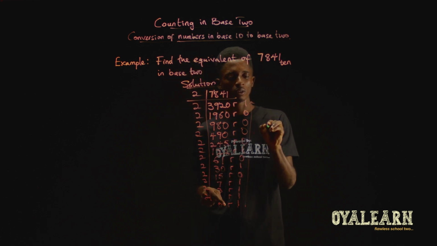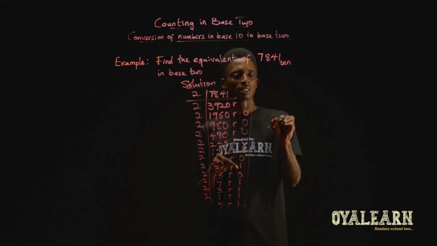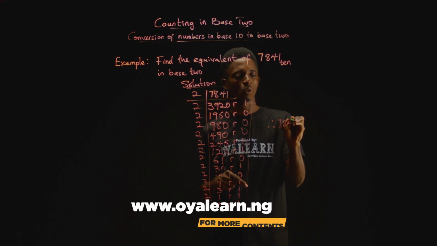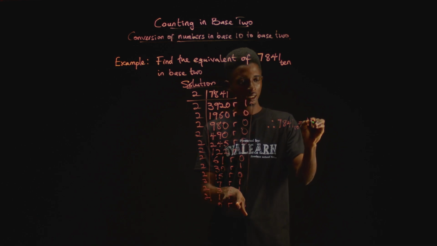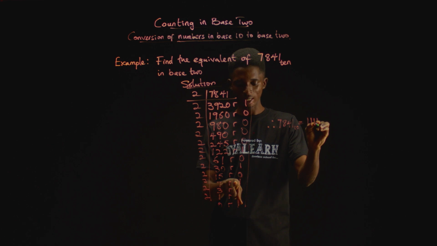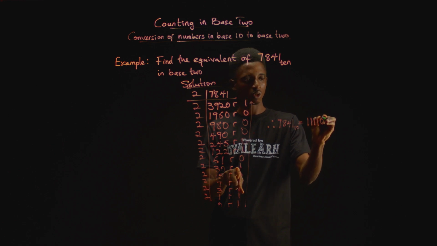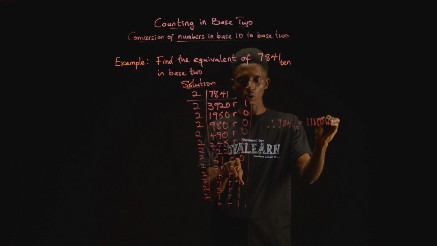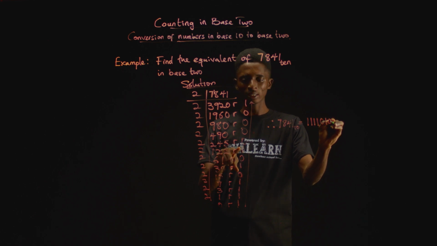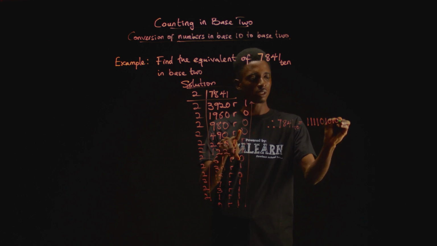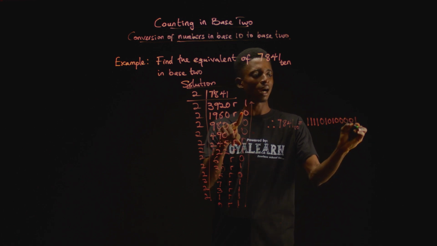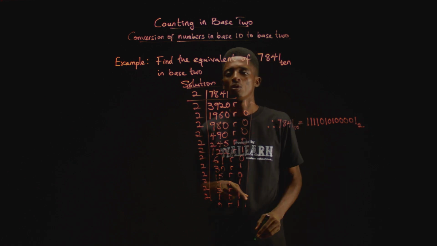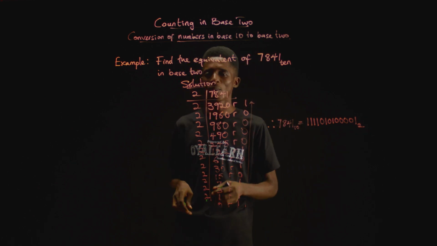Therefore, 7,841 base 10 equals 1, 1, 1, 1, 0, 1, 0, 1, 0, 0, 0, 0, 1 base 2. And that's the equivalent of this number in base 2.